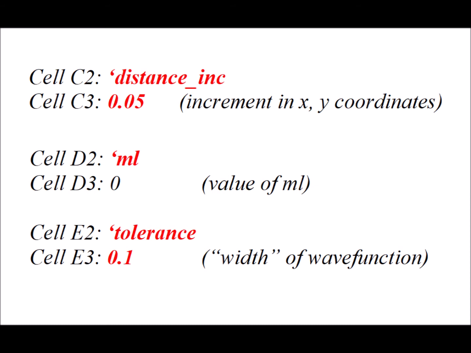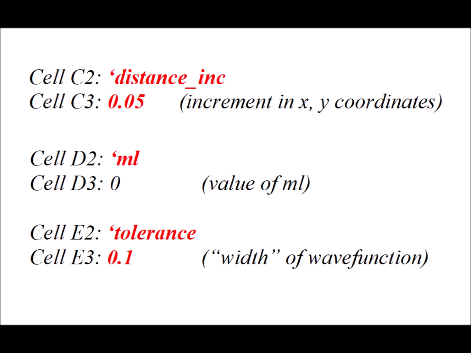In a new blank worksheet, in cell C2, we type apostrophe distance underscore INC. This is just a label, so you can change that. In cell C3, we type a numerical value, for example, 0.05, and this is how far apart the closest x coordinates are going to be and how far apart the closest y coordinates are going to be.